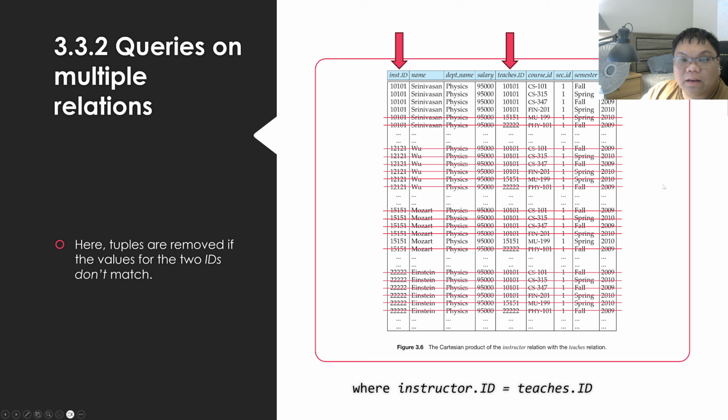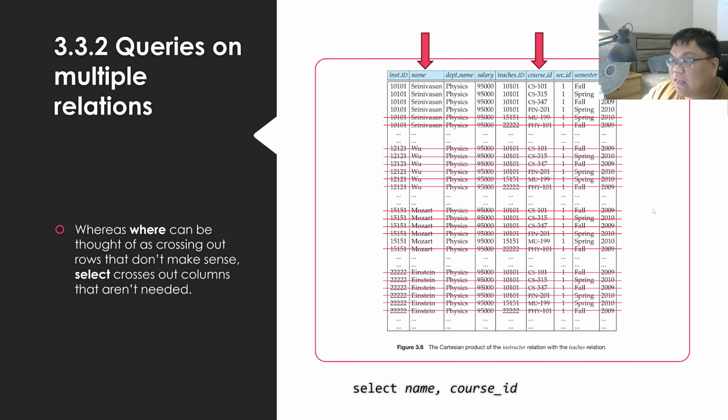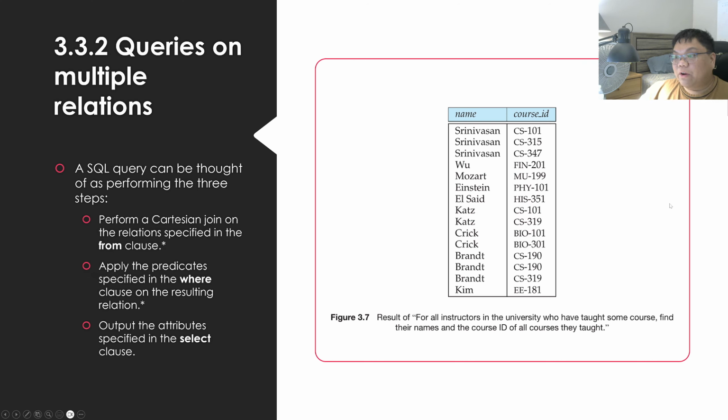So now we've eliminated all of those rows, but we're not done with our query just yet. We need to evaluate the select clause last, and that is select name and course ID. So all you gotta do is just select the name and course ID columns and eliminate everything else. There we go. And just like that, we have our final query.